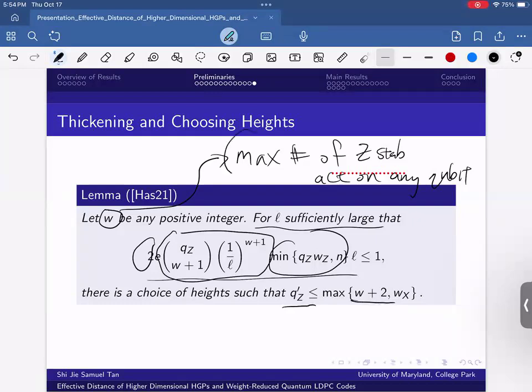W comes from this quantity, the number of Z stabilizers that you want to act on any qubit. The 2 comes from the repetition code, because there's one at the top and one at the bottom, so you necessarily have to add 2 to it. And then WX as well. This is just a pretty cool thing that I thought was pretty interesting to talk about.